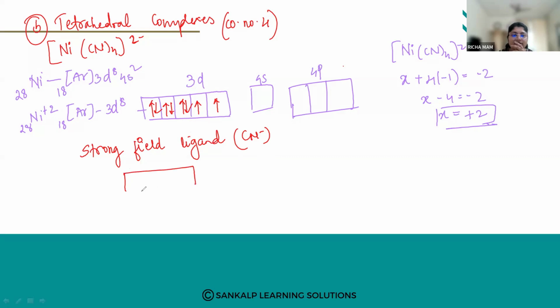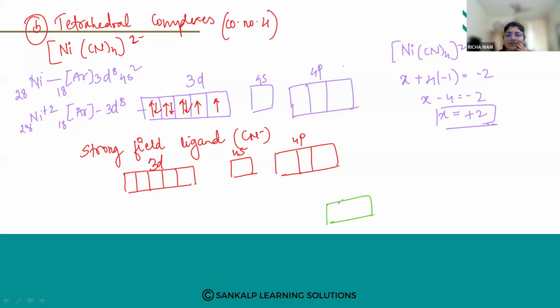So let us see. 1, 2, 3, 4, 5, then 3d, 4s and 4p. Let us write the electronic distribution. Why does the electron pairing take place?